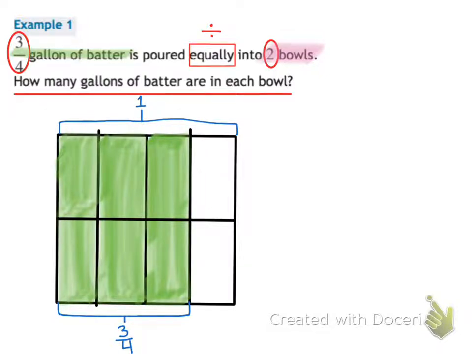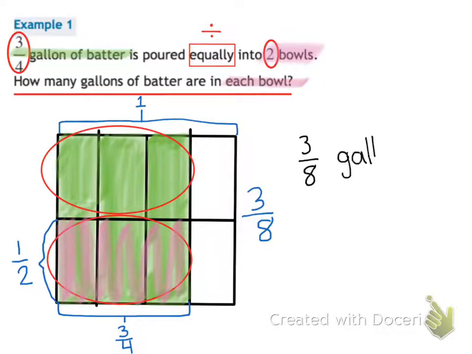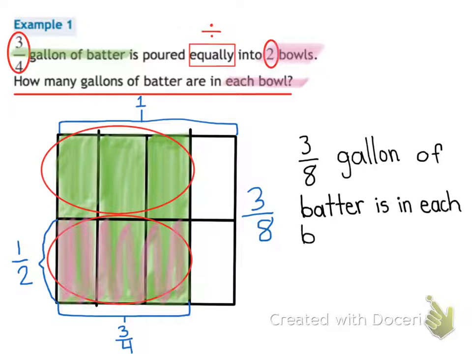Now we have 2 bowls, right? We have 1 bowl, 2 bowls. I want to know how much is in each bowl. So I want to know what is in 1 bowl. So this is 1/2, because it's 1 bowl out of 2. So I want to know how much is in this bowl right here. So if I count, I shaded in 3 units out of 8. So my answer is 3/8. So now I have enough information to answer how many gallons of batter are in each bowl. There are 3/8 gallon of batter in each bowl.